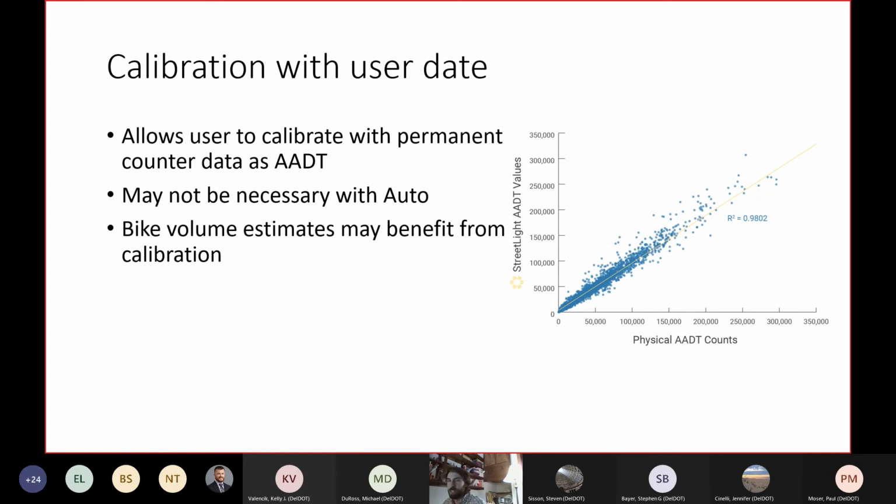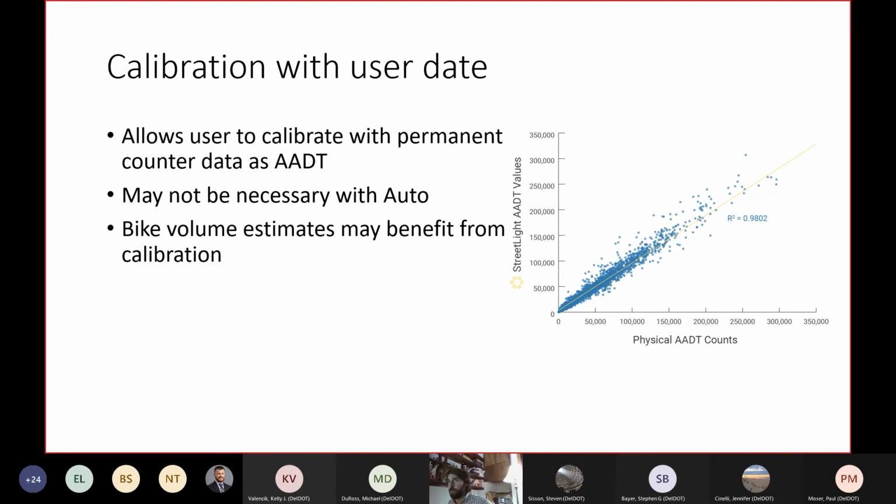But that doesn't necessarily address the actual scale of things, right? Just because you have a good linear relationship doesn't necessarily mean that you're accurate. So the calibration could be helpful in increasing the accuracy of these counts. But I think for the automobiles, it's probably pretty good. It's the bike volume estimates that I'm hesitant about. Because the sample size is relatively small, calibrating with some user data might be beneficial for this project. So we're going to look into that.